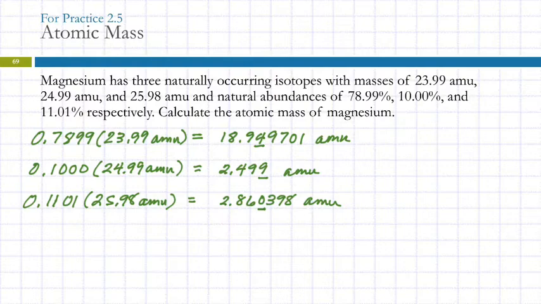To find the average atomic mass of magnesium, we have to add these together. That's what my calculator is giving me. Atomic mass units.